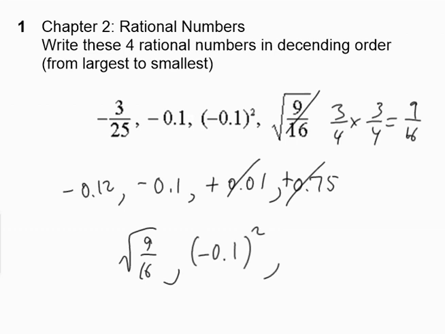Our next largest, now if we think about this as money, and because it's negative, owing the least amount of money is going to be the greater number. So if you only owe 10 cents here and you owe 12 cents here, this is going to be greater because you owe less money. So therefore, a negative tenth is our next greatest, and our smallest number is negative 3/25. So those are the 4 numbers in order from largest to smallest.